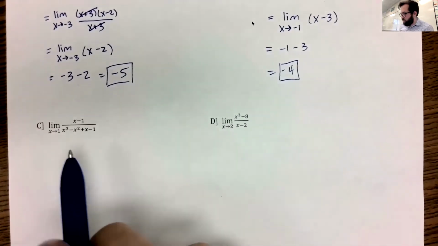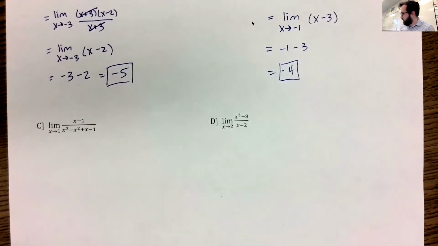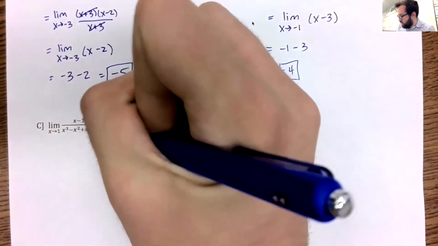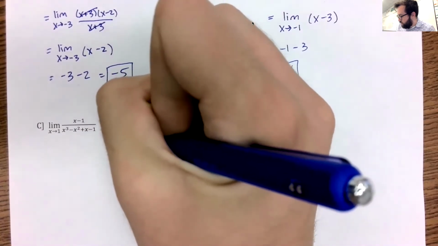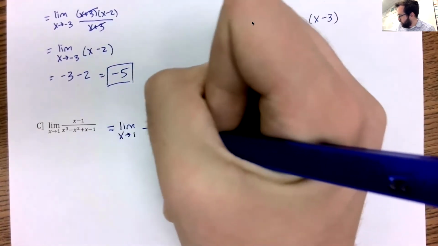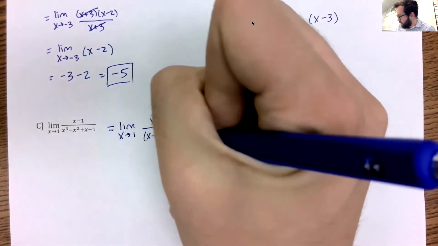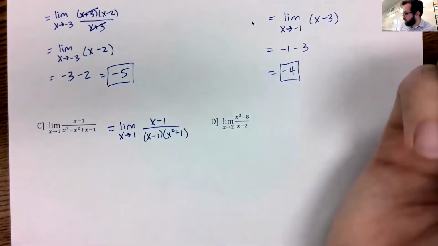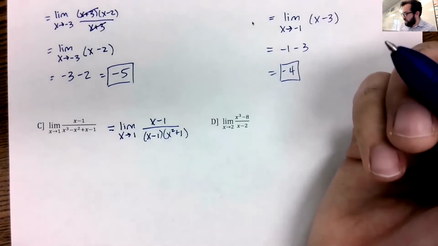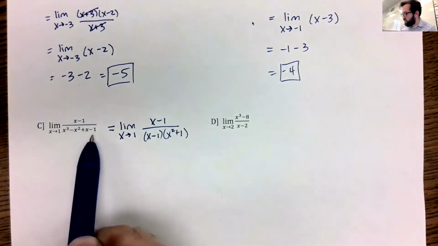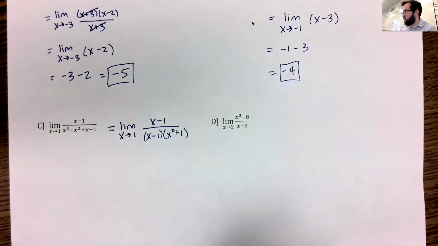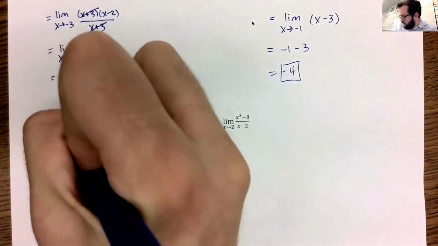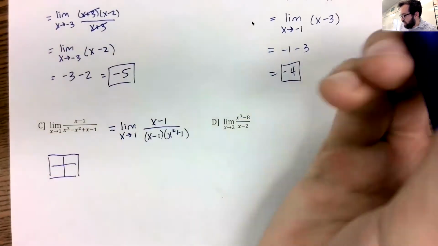In letter C, we have a 4-term polynomial that we have to try to factor. So this equals the limit as x approaches 1 of x minus 1 over x minus 1 times x squared plus 1. Now, if you weren't sure about that, I can understand that. We're not really used to factoring quadrinomials, potentially, but you can technically use the box method for most of these.